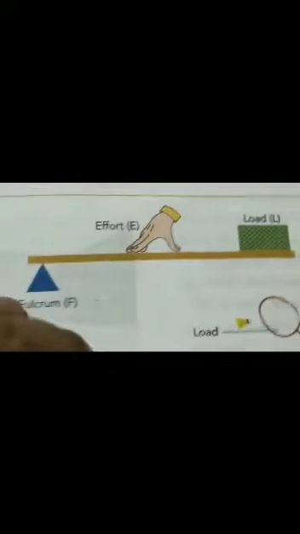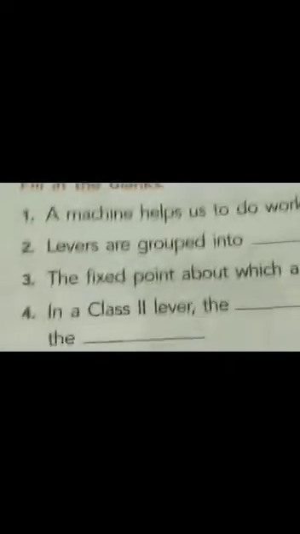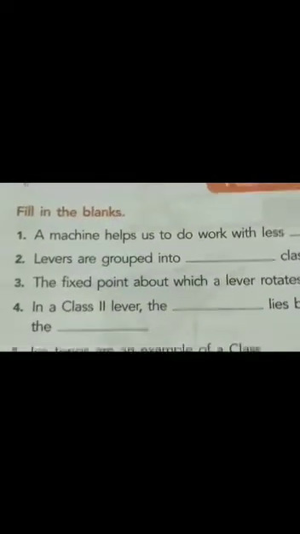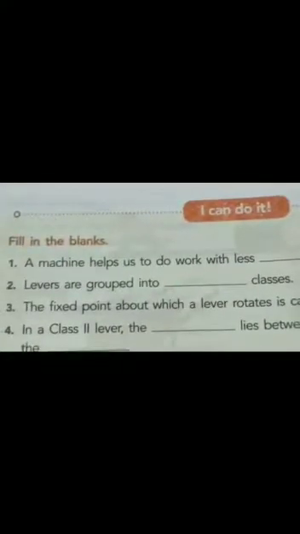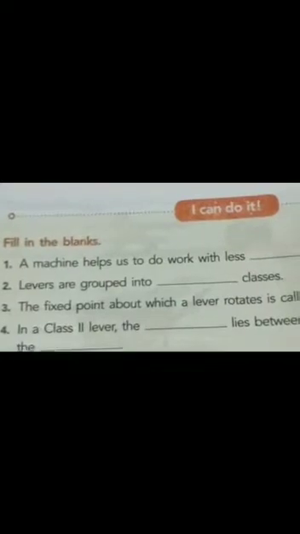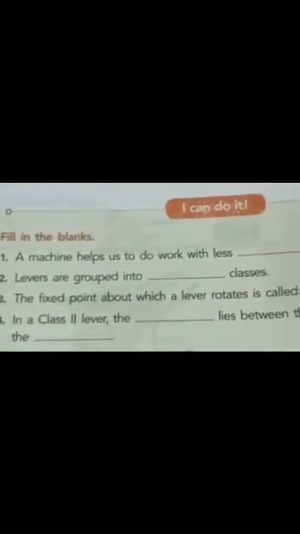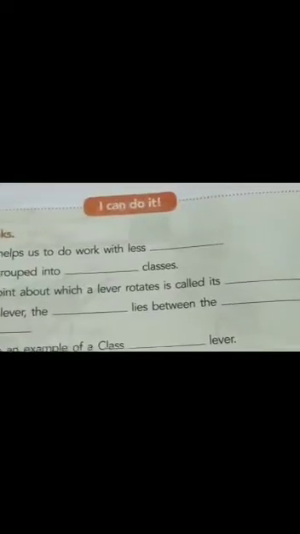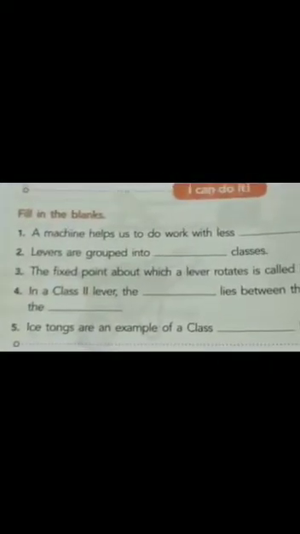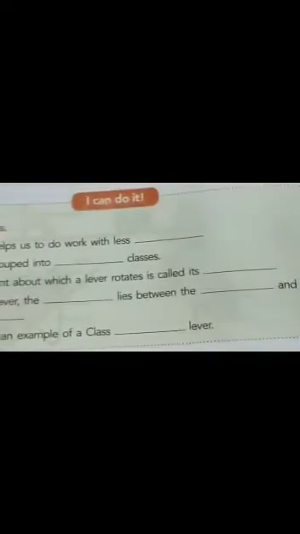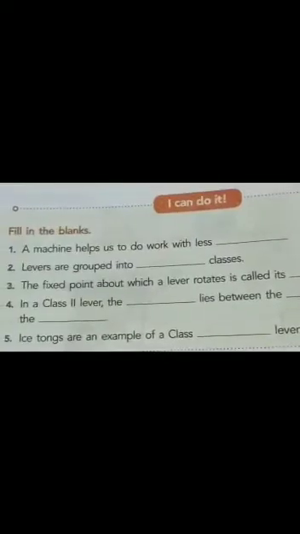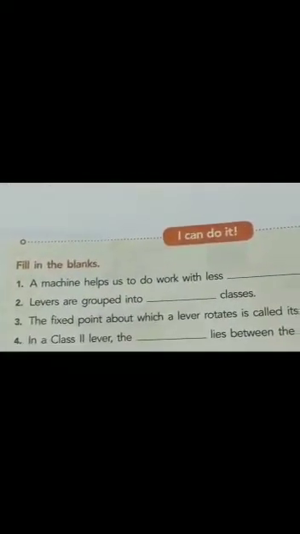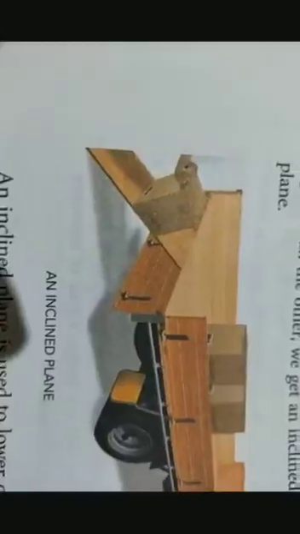Now let's do some exercise questions. You can do these fill in the blanks in your notebook. A machine that helps us to do work with less dash. Levers are grouped into dash classes. The fixed point about which a lever rotates is called its dash. In a class 2 lever, dash lies between the dash and the dash. Ice tongs are examples of class dash lever.